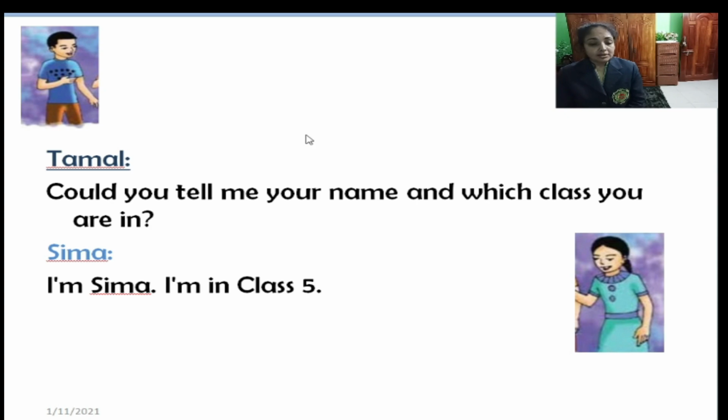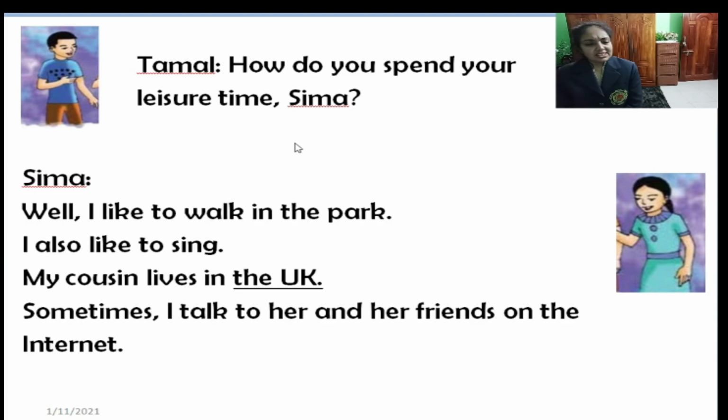Tamal, the reporter for English Club magazine, says, "Could you tell me your name and which class you are in?" To answer this question, Shima says, "I'm Shima, I'm in class 5." So, Shima is your friend, isn't it? She also is in class 5 like him. Tamal proceeds and asks the second question. "How do you spend your leisure time, Shima?" He wants to know about Shima's leisure activities.